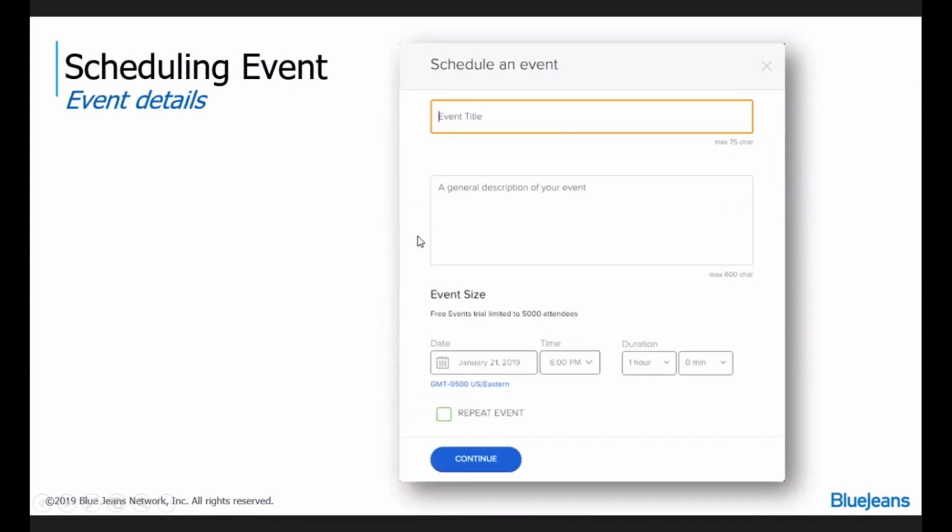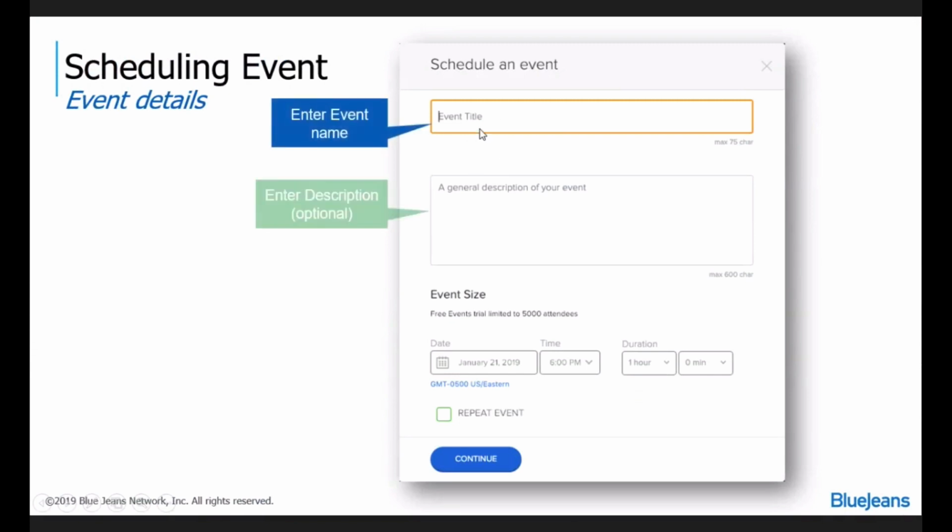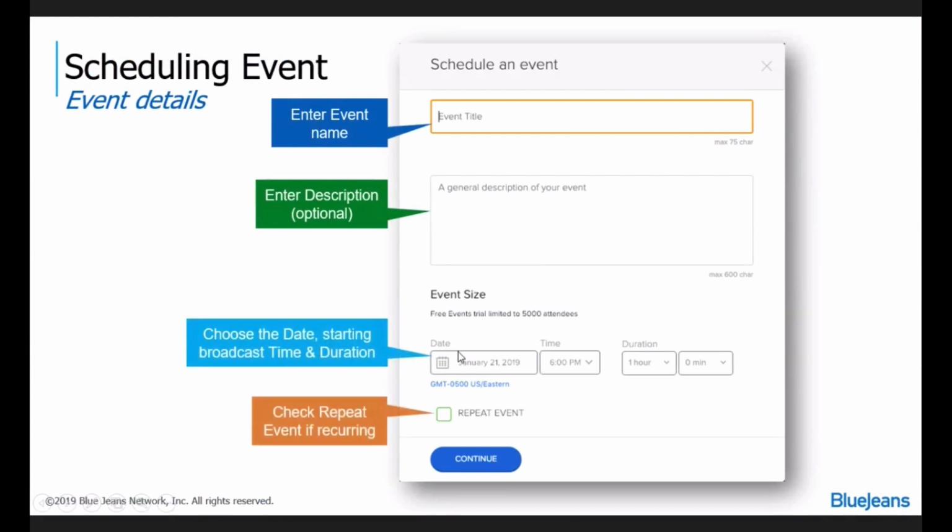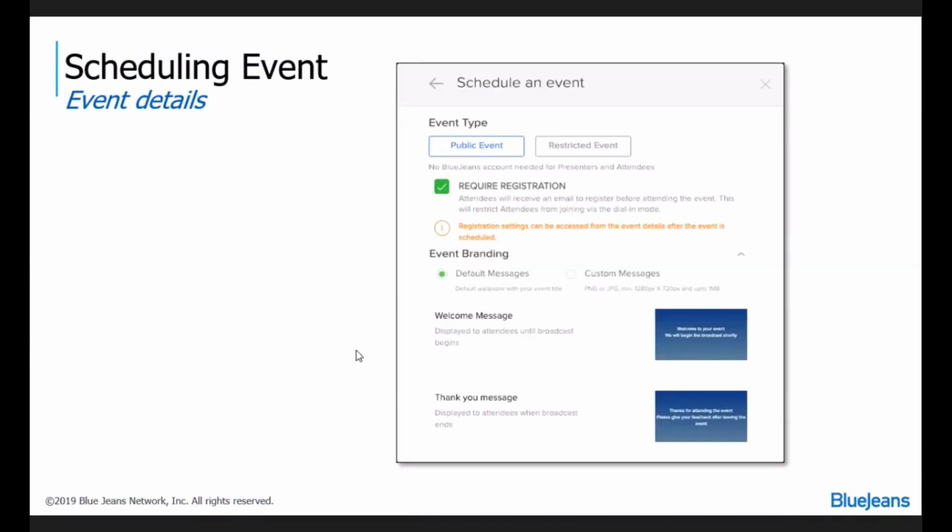It's going to bring up a details form for you to fill out. You'll enter your event name or title. There's an optional box here, big, so you can put a nice description of your event if you choose. Below there, you'll need to put your date and your time and duration of your event. If you've decided that this is a recurring event, simply click this repeat event check box here, and then more information will populate so that you can actually choose how and when you want this event to repeat. Then you hit continue. It's going to take you to another page.